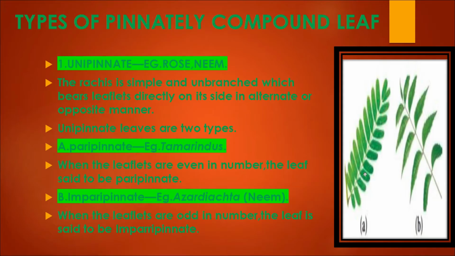This unipinnate is again 2 types. First one is paripinnate and second one is imparipinnate. If the leaflets are in even numbers, then it is called paripinnate and it will end in 2 leaflets. Whereas in imparipinnate, the leaflets are in odd number. It will end with a single leaf at the terminal end. So paripinnate example tamarindus, imparipinnate example neem.